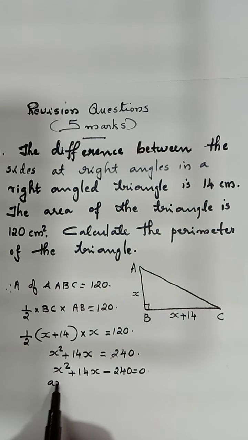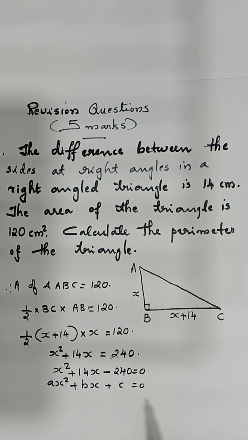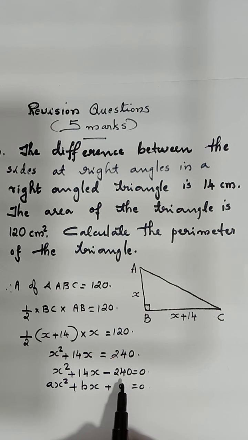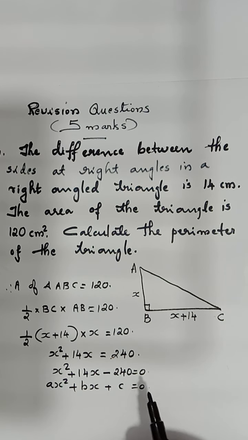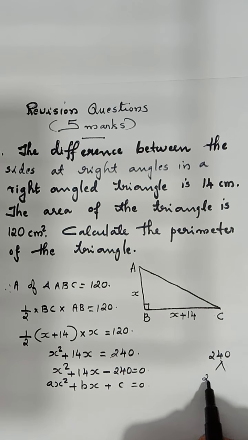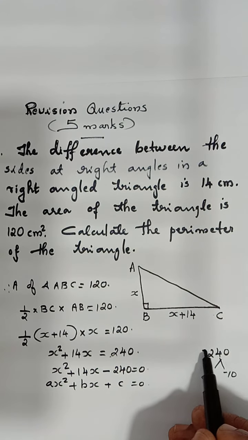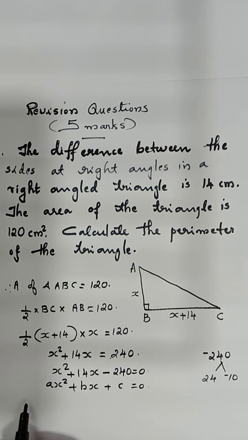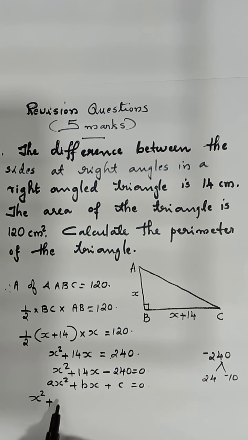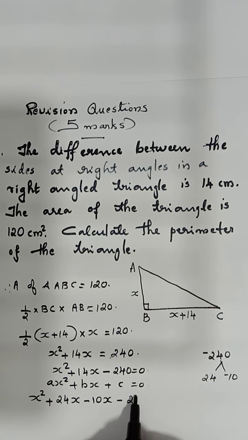It is of the form ax square plus bx plus c equal to 0. We can split the middle term. Since it is 240, I think we can have 24 and 10. So 24 into 10 is 240, 24 minus 10 is 14, and this will be negative 240. Okay. So we can split the middle term: x square plus 24x minus 10x minus 240 equal to 0.